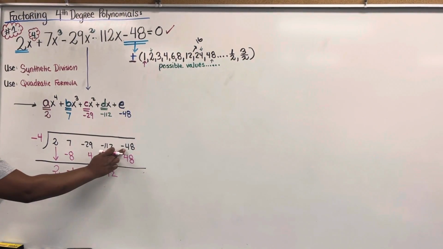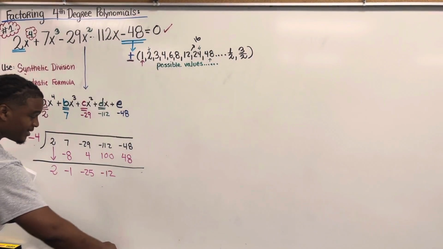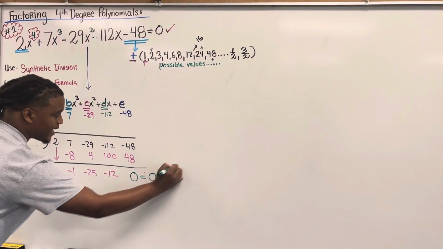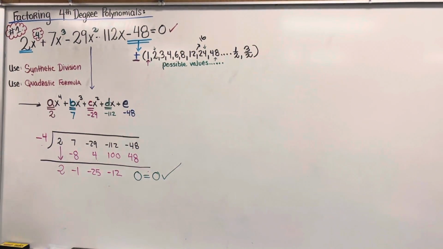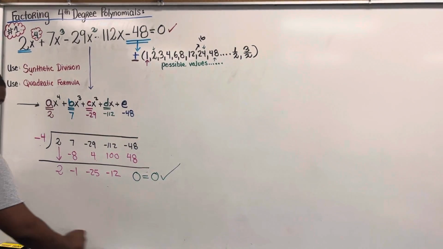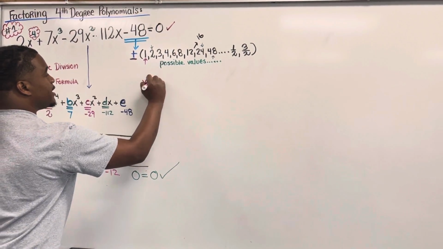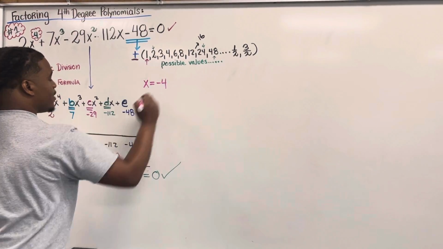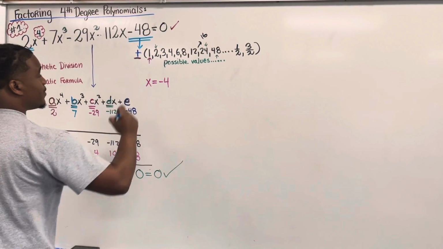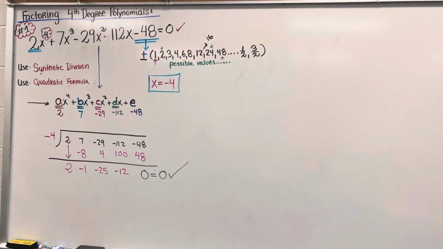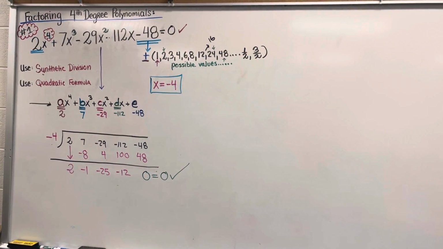A negative 48 and a positive 48 cancels out to 0, right? So because it cancels out to 0, we automatically know that x equals negative 4 is one of the possible values that we can plug in to make this whole thing equal 0, okay? So that's one step.